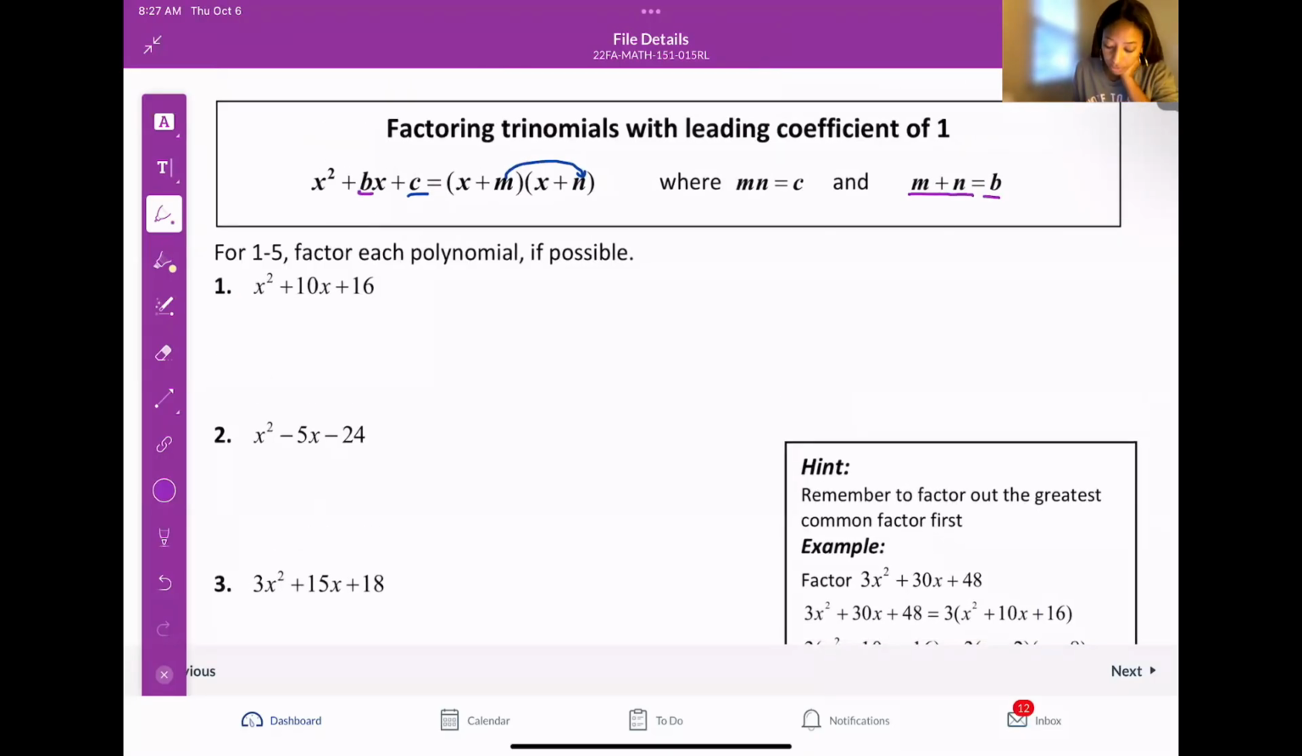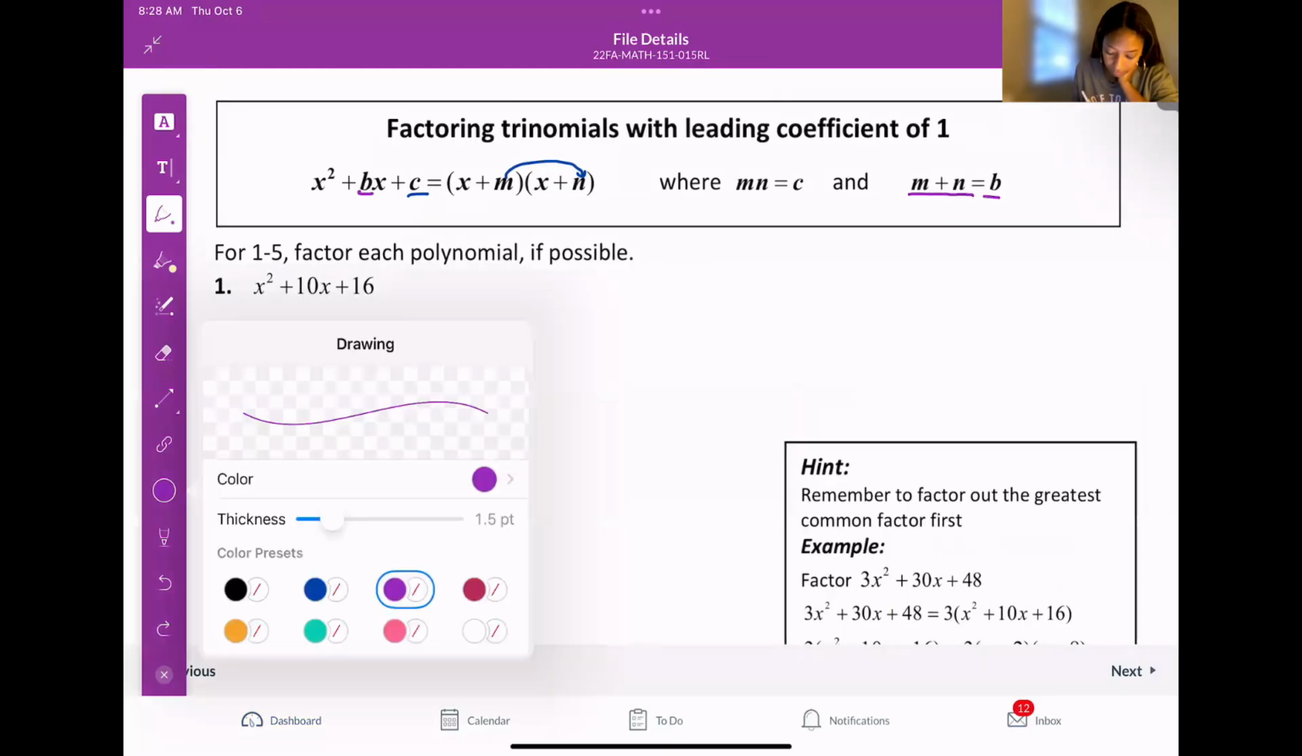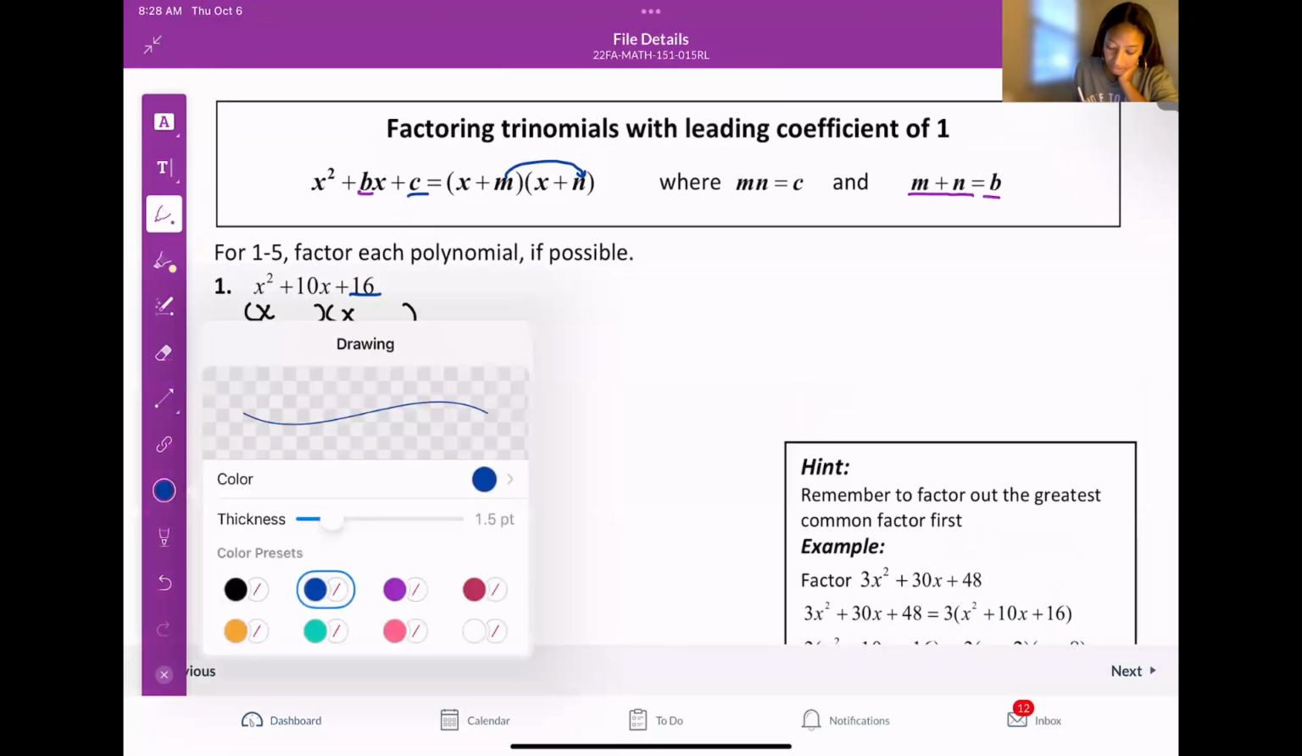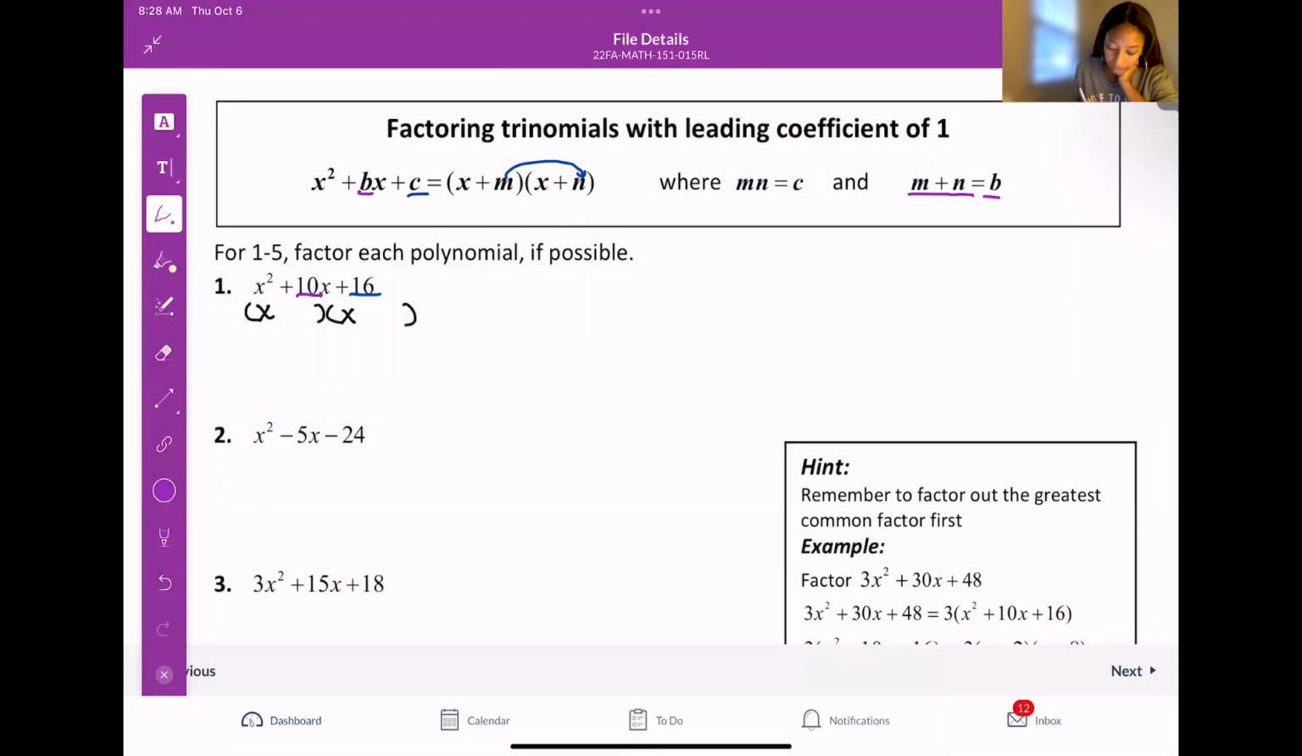All right, so for the first example, x squared plus 10x plus 16, we want to factor this into 2 binomials. Since we have an x squared there, we know these first 2 terms are going to be x. And then the question is, what are the numbers that we're adding? So we want factors of 16, and we want them to add to 10. Let's list out the factors of 16. All right, factors of 16 would be 1 and 16.